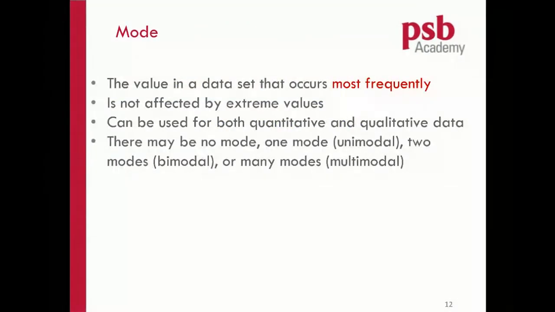Now the next one is the easiest of all, mode. Mode is just the value in a data set that occurs most frequently in your data. You don't care whether it's the biggest number, smallest number, or in the middle. It's not affected by extreme values. It's more useful for qualitative data. There may be no mode, one mode, two modes, or many modes in a data set.